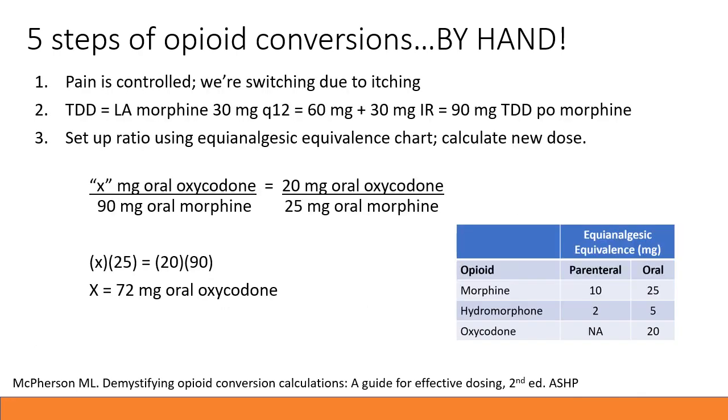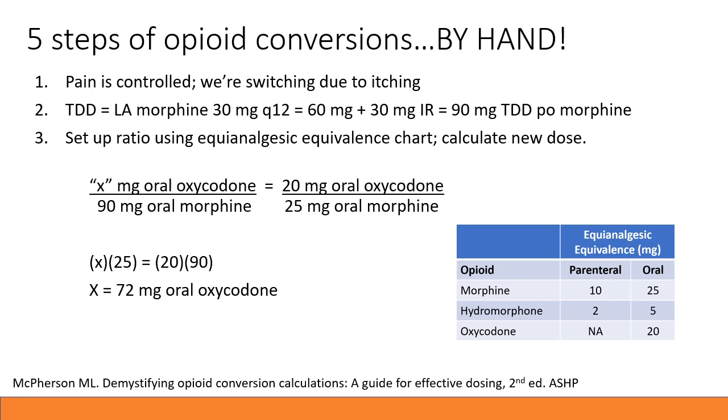So let's apply these steps to our patient. We've assessed his pain. It's very well controlled. We're switching due to itching. Step two is add the total daily dose. So he's getting long-acting morphine 30 Q12, which is 60, and another 30 milligrams of the immediate release morphine. So he's getting a 90 milligram total daily dose of oral morphine. So you set up an equivalency ratio.